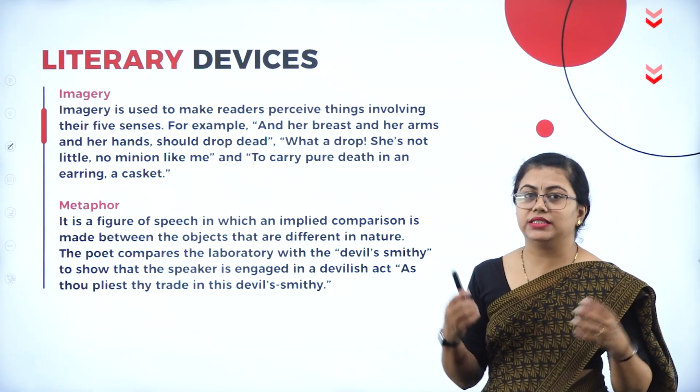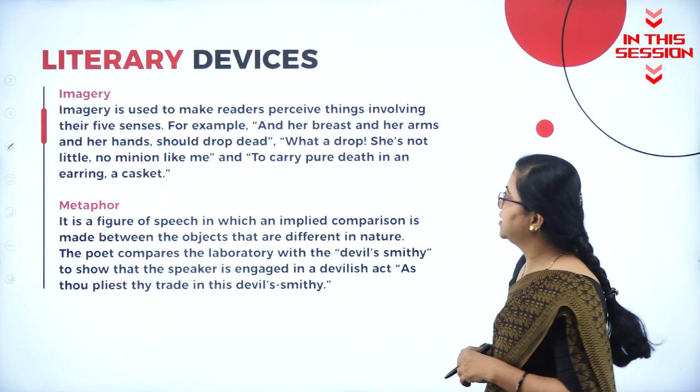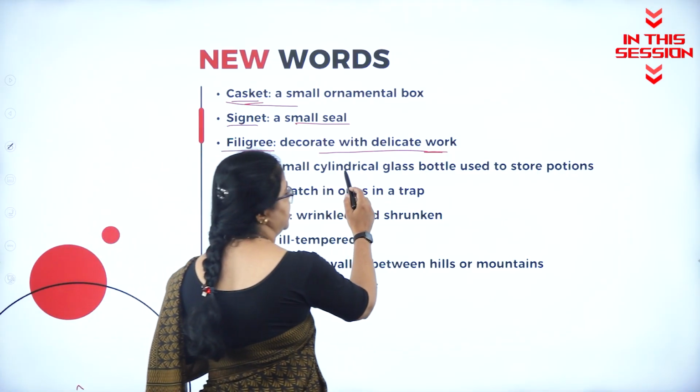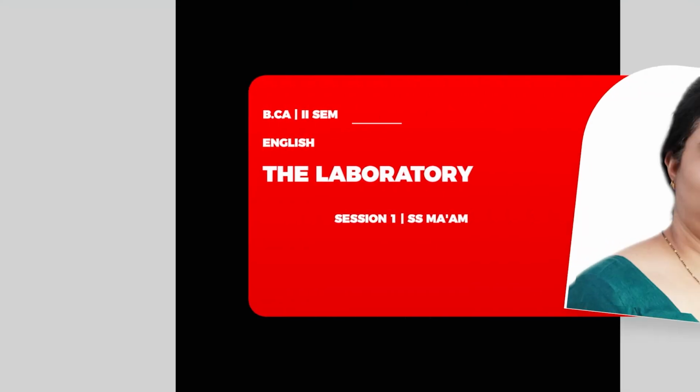Imagery is used to make the readers imagine something that is felt by the five senses. Fial is actually a small cylindrical glass bottle used to store some potions.